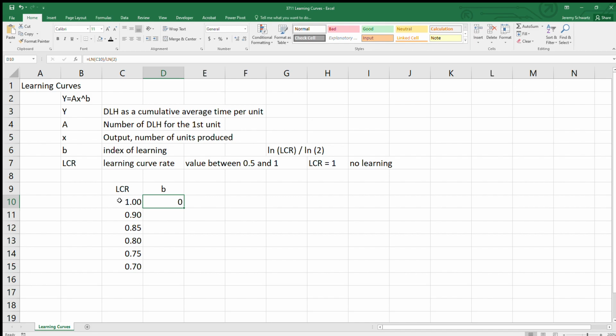demonstrate. So in this case, when we have a learning curve rate of 1, that is, there's no learning, we have something raised to the 0 power in our formula here. So the number of units, how long will it take? Well, if something takes 10 hours to do the first unit, then we would have 10 times 1 to the 0 power. 10 times 1 is 10.